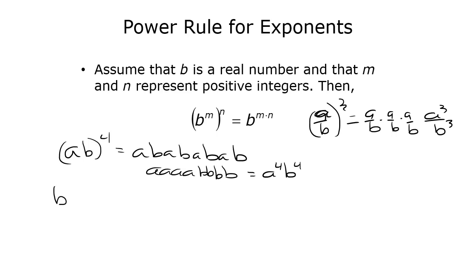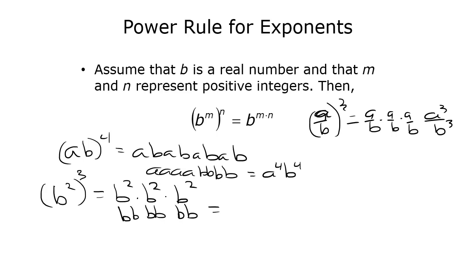Well, this rule is just as easy to see. Because if we say, all right, we've got, let's say, B squared cubed. Well, that's B squared times B squared times B squared. All right, three of them. But each of the B squareds is BB, BB, and BB. And look, we've got six of them. B to the sixth, 3 times 2. So that's where those rules come from.